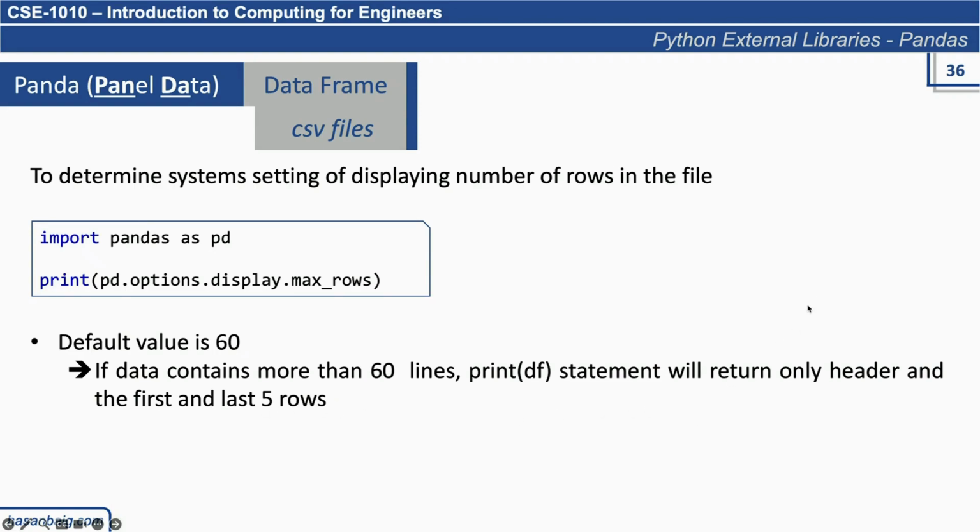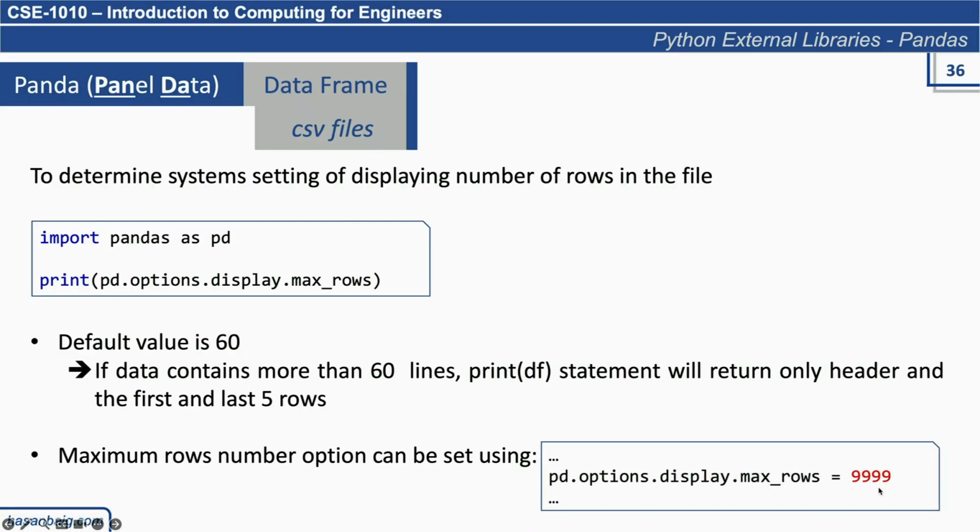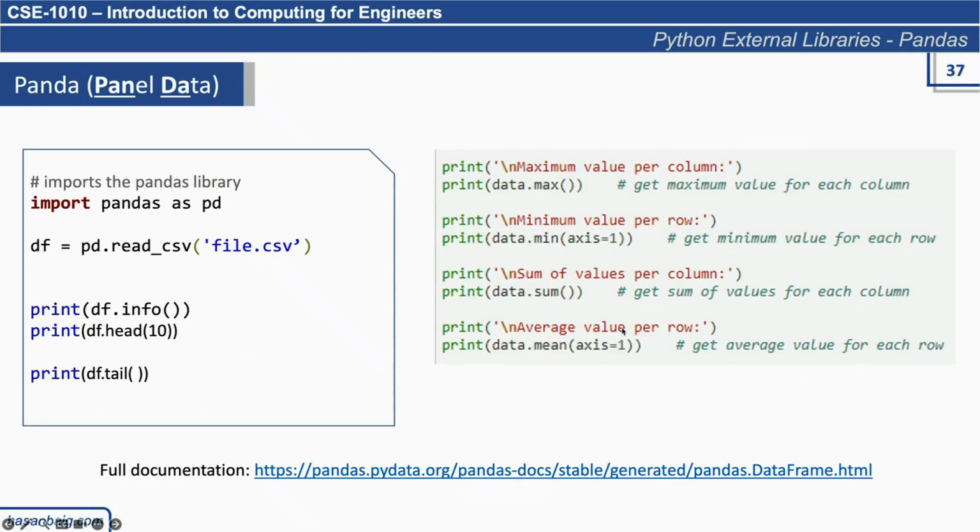Okay. So the maximum rows option can be set. We can override this value. The default value is 60. We can access this attribute and give it a new value. So here in this example, it is 9,999. If the file you are working with has fewer than this many rows, then it will always display the data entirely. But if your rows become 10,000, then it will only display the first 5 and the last 5 rows. Okay, so you can override this. So these are a few examples here.